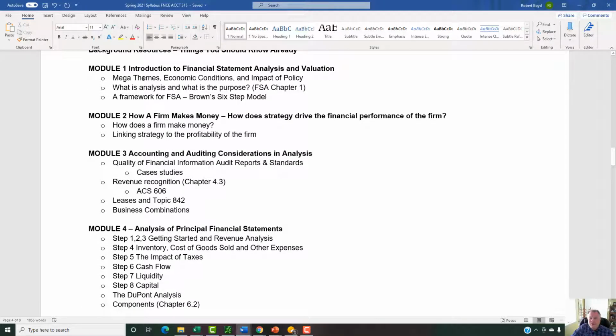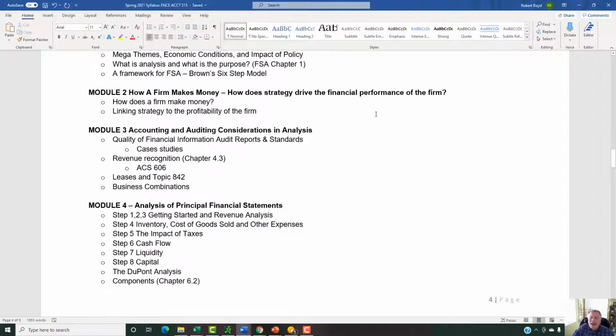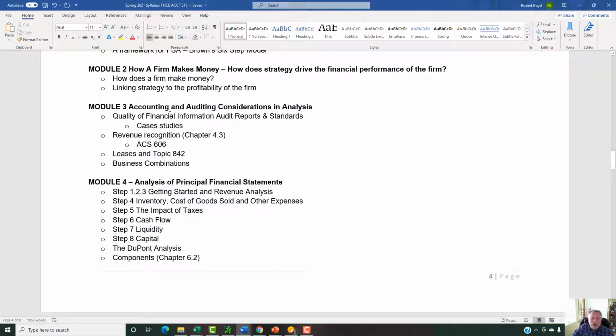So what are we going to look at? What are the mega themes? Economic conditions, because companies are operating within that. How does a firm make money? How does strategy drive the financial performance of the firm? We then move into Module 3, Accounting and Auditing Considerations and Analysis. We look at quality of financial reports, revenue recognition, leases and topics, business combinations. So these are some of the key accounting and auditing considerations that we need to look at. So Module 1, 2, and 3 will be the subject of the first quiz.